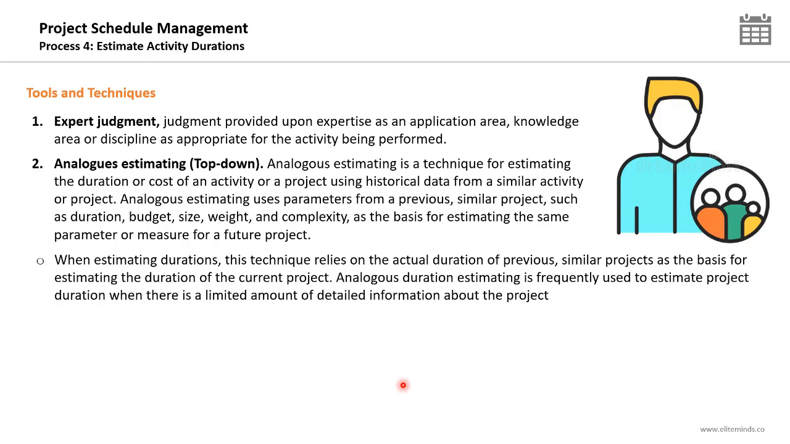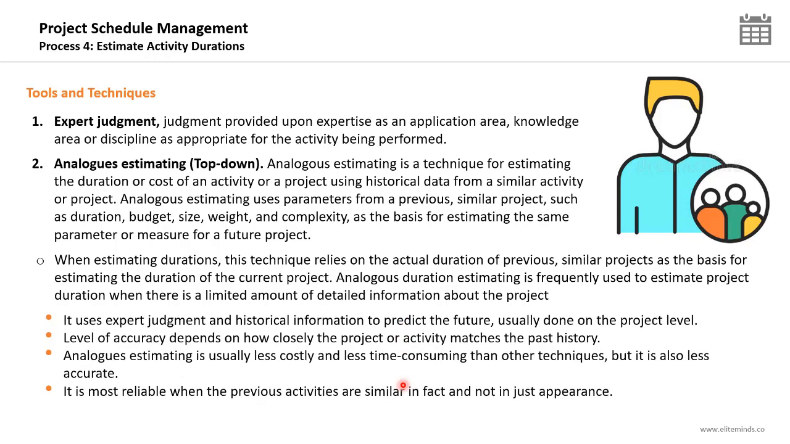Analogous duration estimating is frequently used to estimate project duration when there is a limited amount of detailed information about the project. So analogous estimating is usually used at the beginning of the project, at the very early stages when there is not enough information, and it's more applicable on a project level and not on an activity level. Analogous estimating uses expert judgment and historical information to predict the future. It is usually done at the project level.